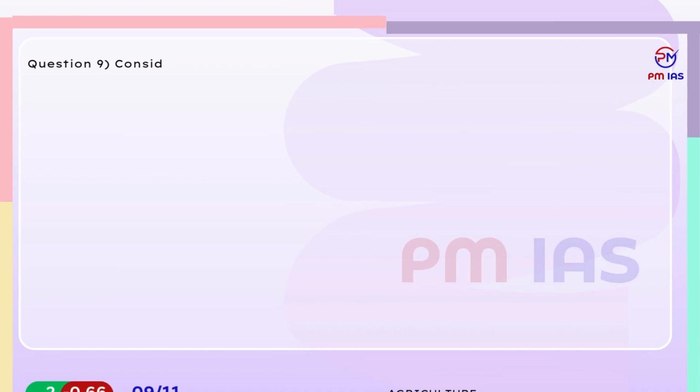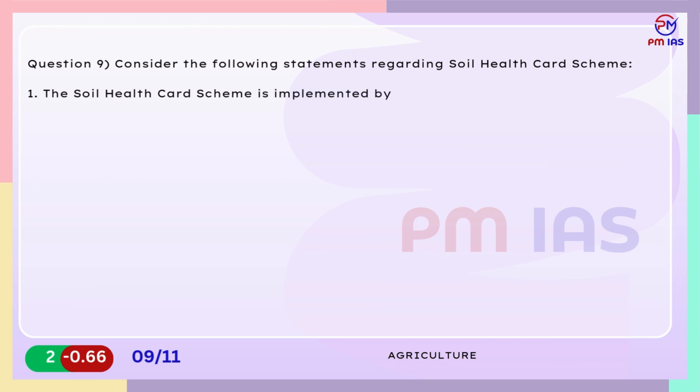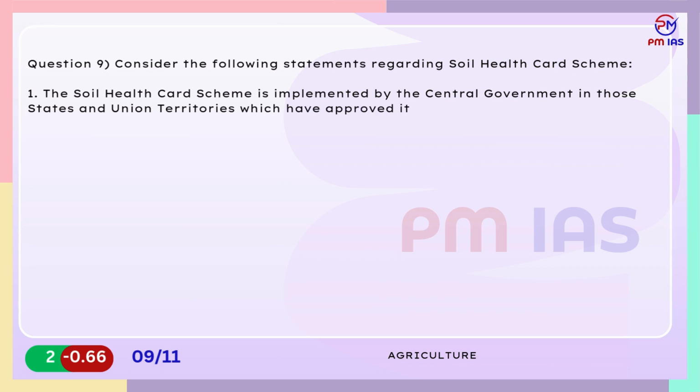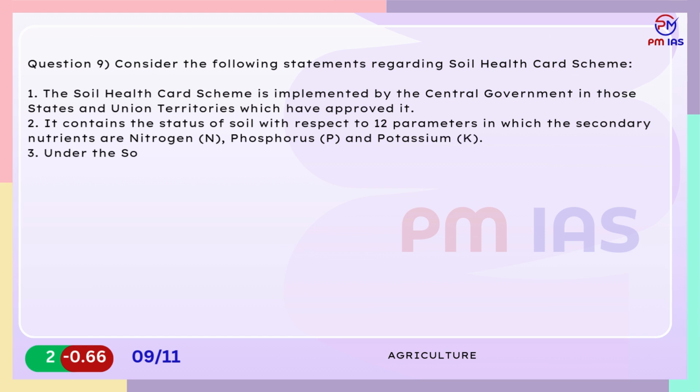Question 9. Consider the following statements regarding Soil Health Card Scheme. 1. The Soil Health Card Scheme is implemented by the central government in those states and union territories which have approved it. 2. It contains the status of soil with respect to 12 parameters in which the secondary nutrients are nitrogen, N, phosphorus, P, and potassium, K. 3. Under the Soil Health Card Scheme, a farmer will get the soil health card once every 3 years.